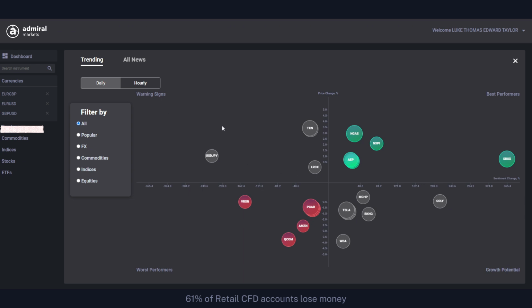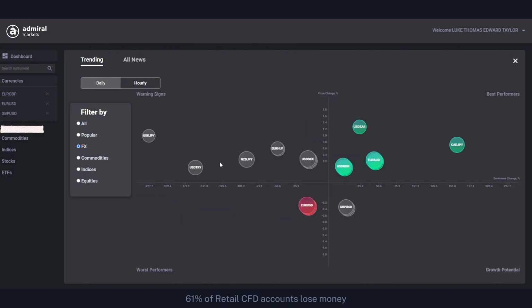But for example, I trade forex, so I'll hover over there and click forex, and as you can see, the best performers in terms of price change percentage right now on a daily basis, the USD is up between 1.2 to 1.6%, anywhere between that, right? 1.425. And this is the sentiment change as well, so you've got sentiment change and the price change. You've got CAD yen there as well.